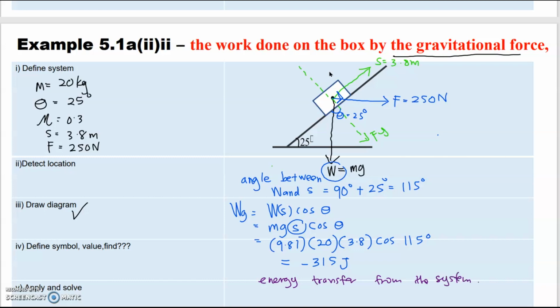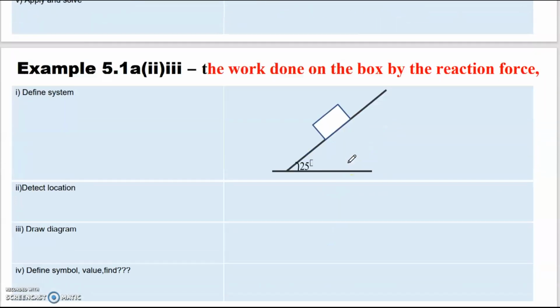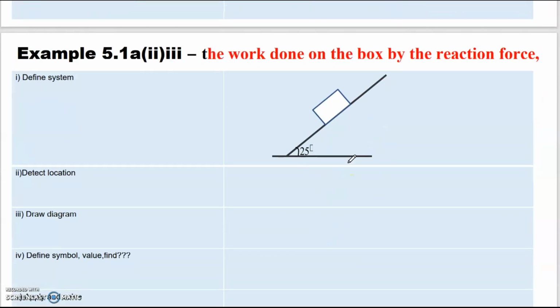Okay, so it will slowly move. Next, the work done on the box by the reaction force. When we refer to the location itself, where is the reaction force? Here is our reaction force. We call it the normal force. The normal force is always perpendicular to the surface of the inclined plane.